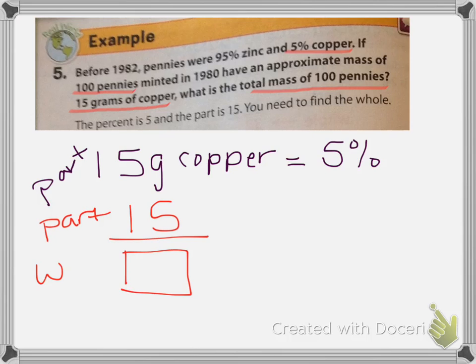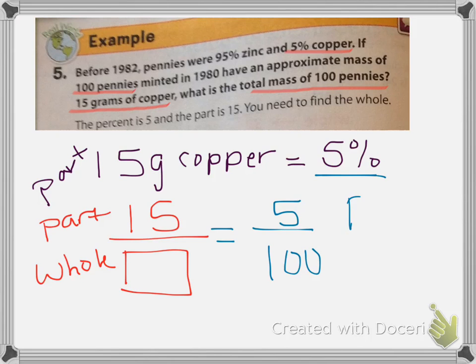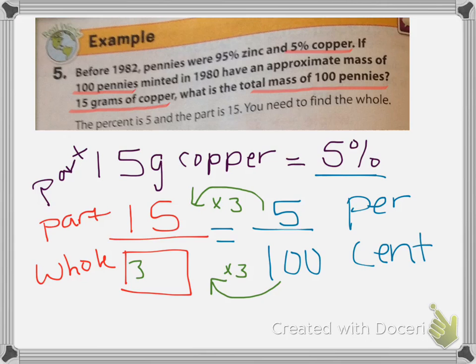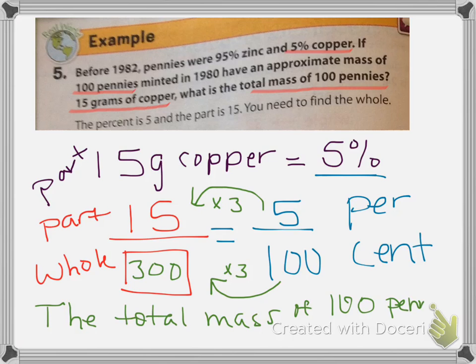So you're going to set that up over the unknown whole, like we've been doing. And then 5% literally means 5 per 100. Then you're going to establish that relationship. To get from 5 to 15, we multiply by 3. So to get from 100 to our answer, we multiply by 3. So the total mass of 100 pennies is going to be 300 grams. And then we circle our answer.